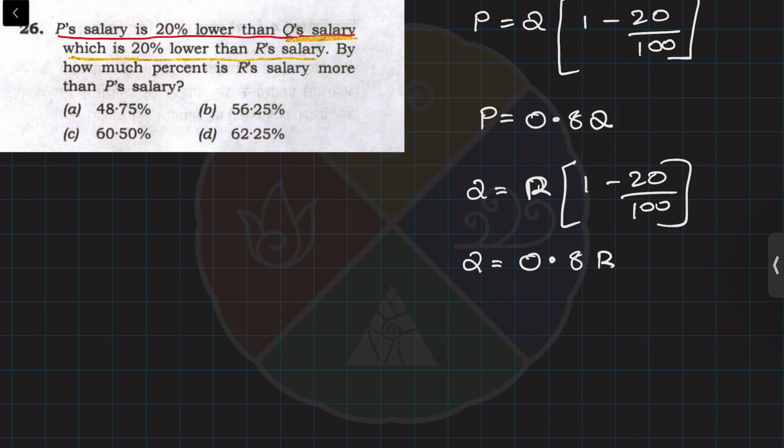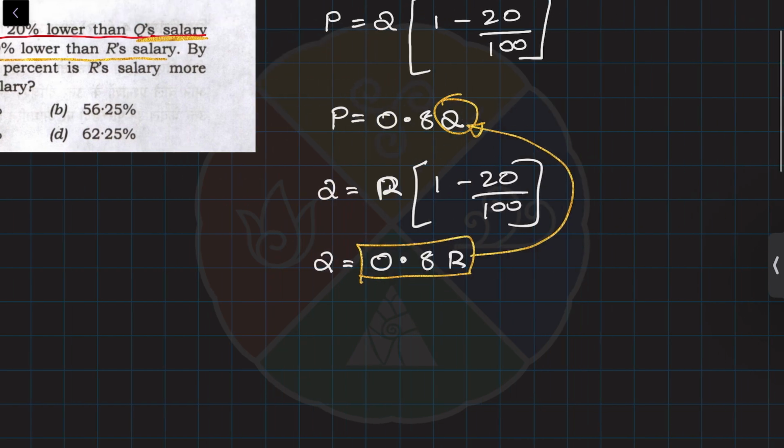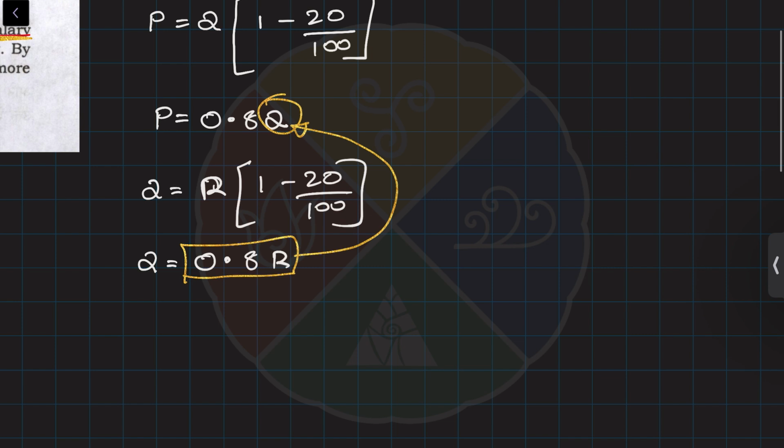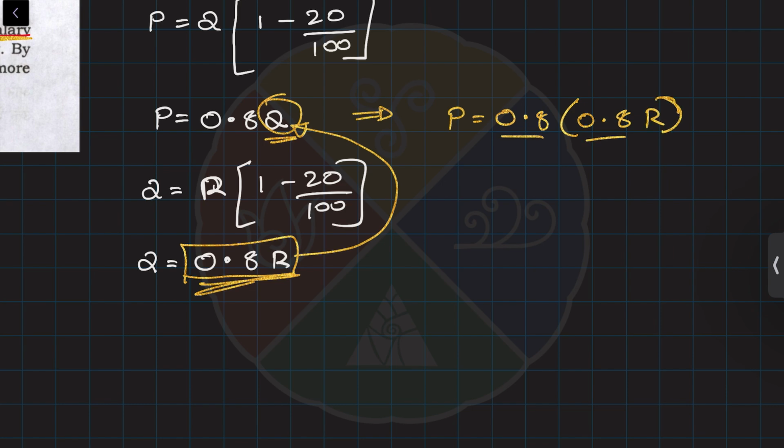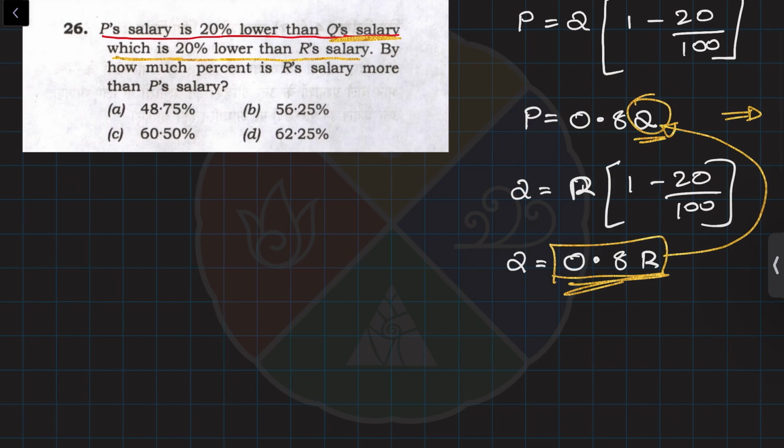Now, what you can notice is that you can simply replace this Q by this value of Q. Inserting that over here, P's value is going to be 0.8, which is already there, and now this Q can be replaced by 0.8 R. If I multiply 0.8 and 0.8, 8 into 8 is 64, and since two decimal points are coming, this value is going to be 0.64 R.